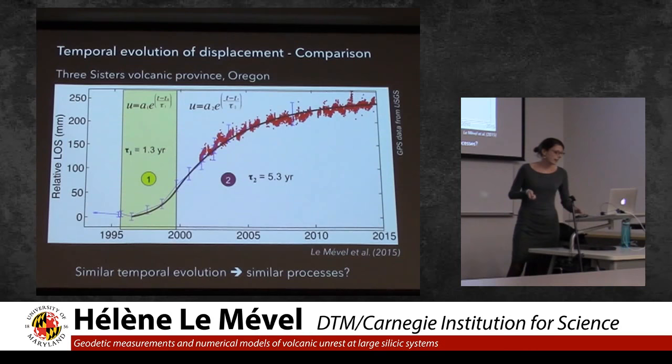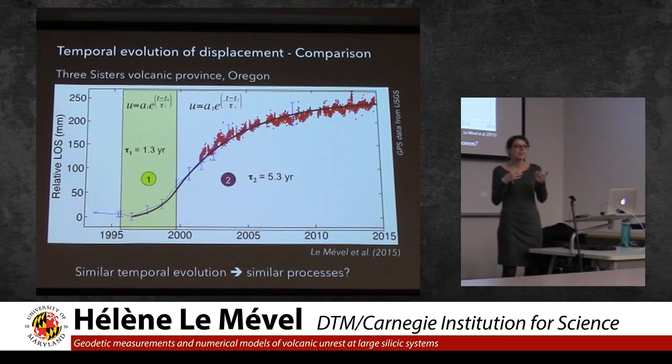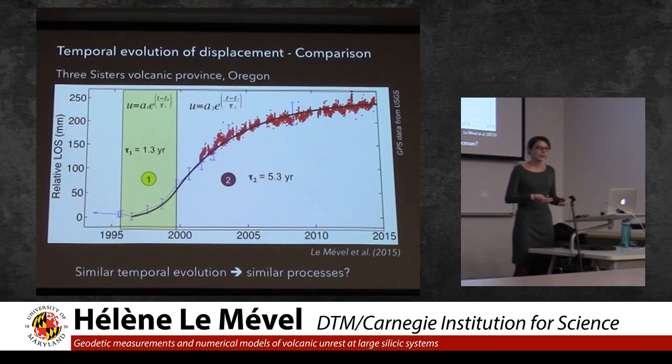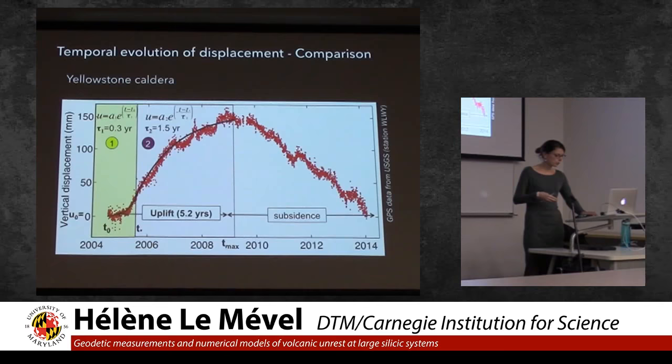I did it for many volcanoes and I compared the different tau. But here my point was that this nonlinear evolution is common and it hasn't been observed before. Or they have seen the data, but they haven't observed the similarity. So in my model, I'm going to try to reproduce this.